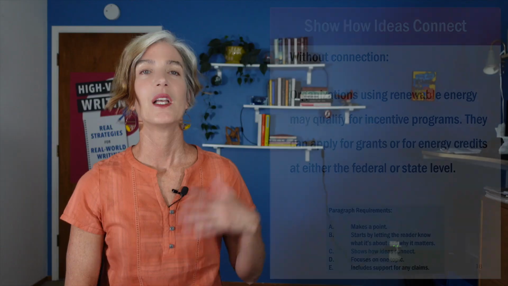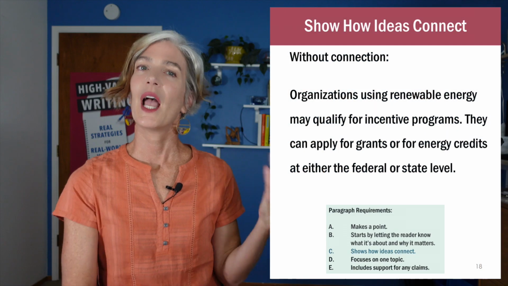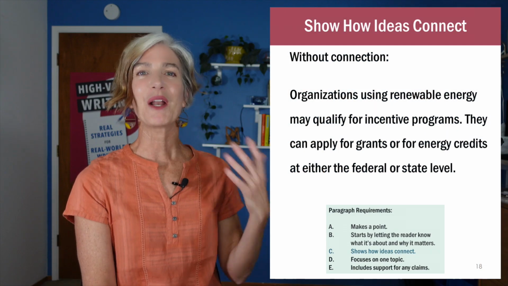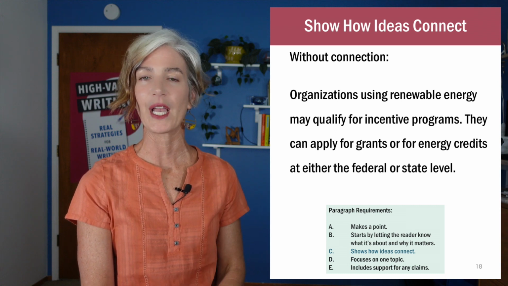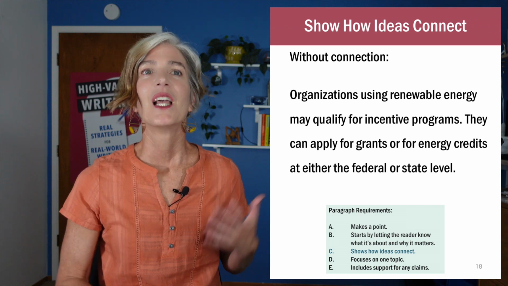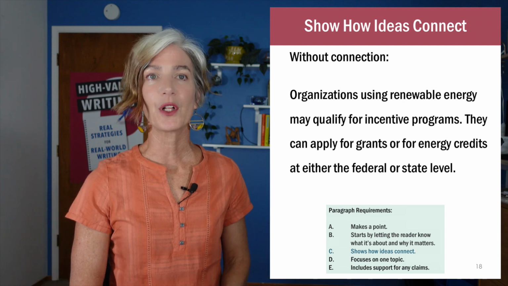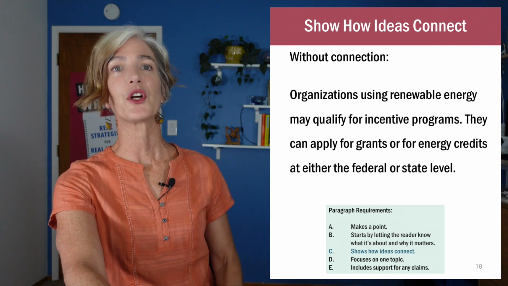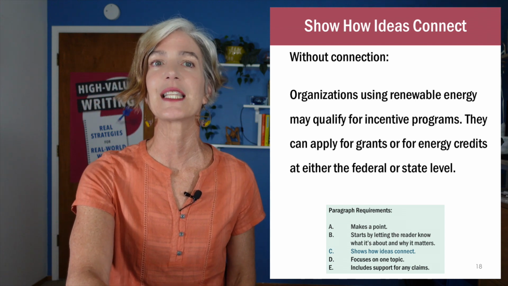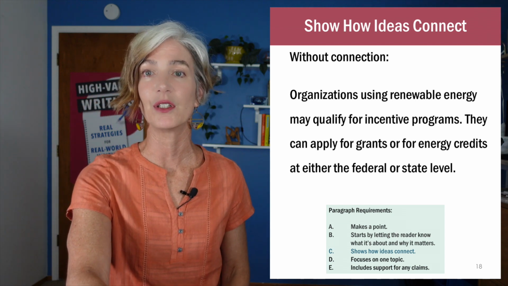Let's compare two sentences that don't connect as well and then change them so that they do. Without connection, it's not horrible, but if I read these two sentences in a row, it could get a little confusing the way I currently have it written. Organizations using renewable energy may qualify for incentive programs. They can apply for grants or for energy credits at either the federal or state level.